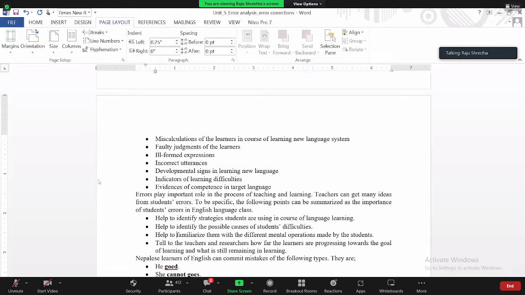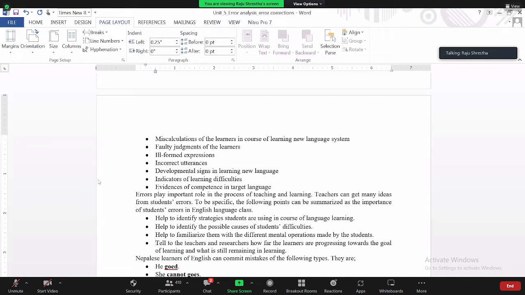Errors help teachers to familiarize them with the different mental operations made by the learners or students. Students, they use their mental process. They think, they use their mind creatively, critically, innovatively, actively, so then teachers become familiar that, oh, my students are using their mental operations, or their mind in course of learning new language system भनेर teacher बुझ्छ.